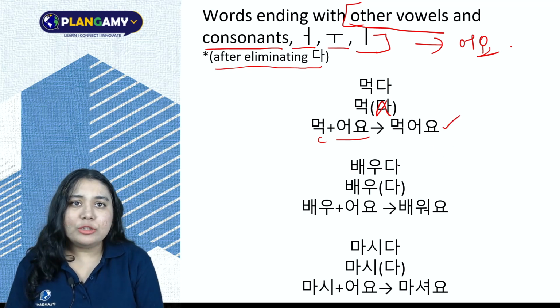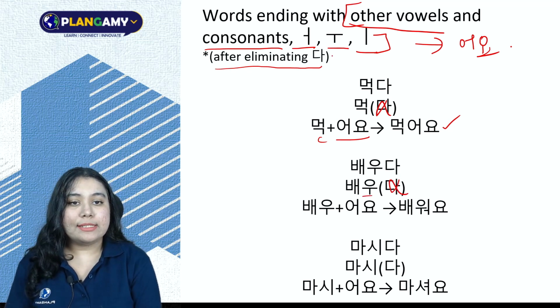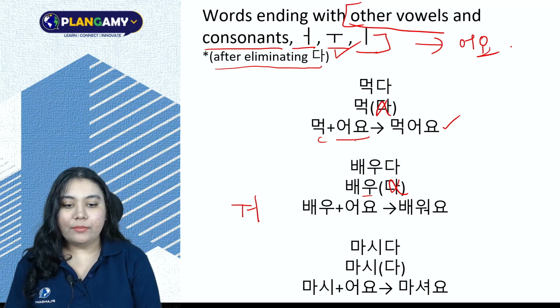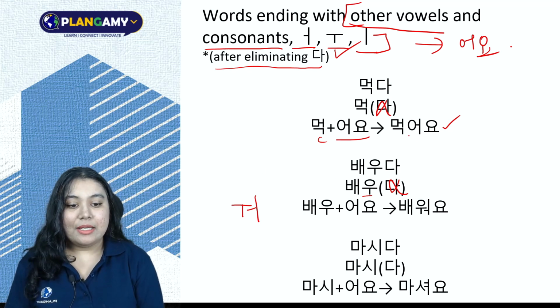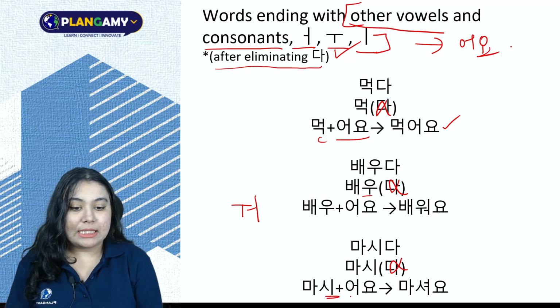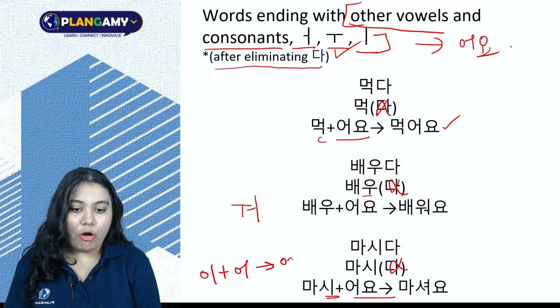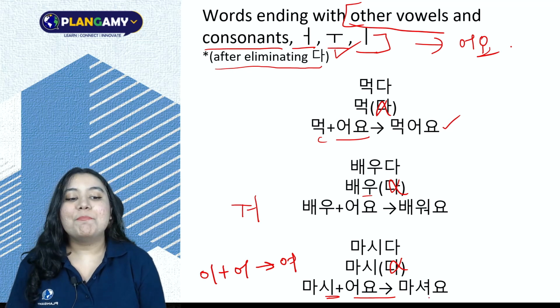Next, let's see 배우다. 배우다 is to learn. I remove dha, 배우. Yes, I'm supposed to add oil. So bhe u o, hu o gives me a wa sound. So this becomes bhe oil. Learn. Lastly, let's see mashida. Mashida to drink. Remove the dha. I'm left with mashi. I'll have to add oil. So e plus o actually make a yo in this case. So this becomes 마셔요. 마셔요, drink.